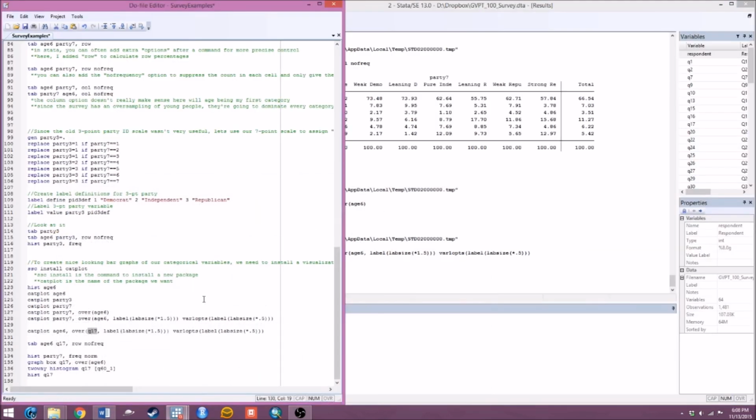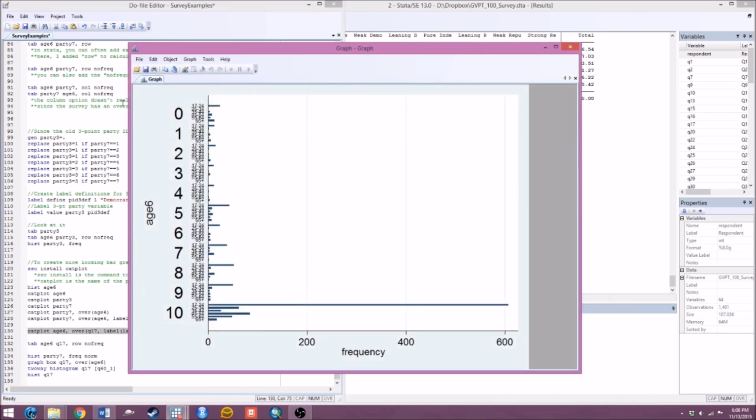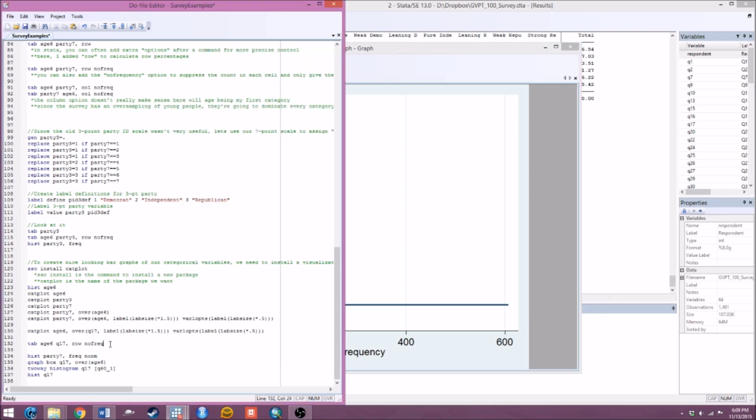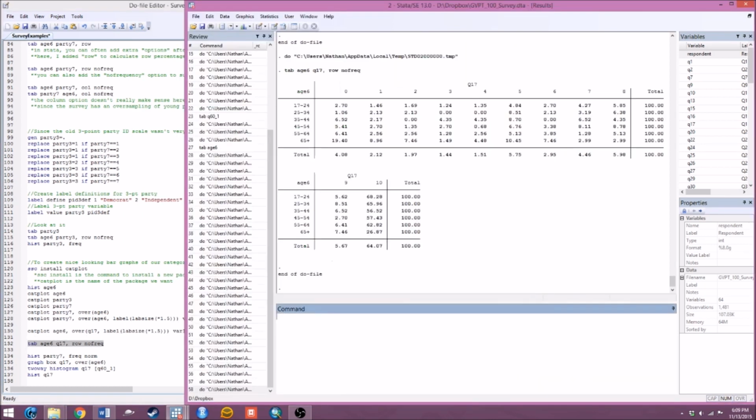Okay, so maybe we think that there is some age component, that we might expect young people to feel differently than older people, and hopefully this graph will show us something like that. Okay. Well, we sure know that lots of young people said yes, but again, we might want to go look at the crosstab just to look at the percentages again.